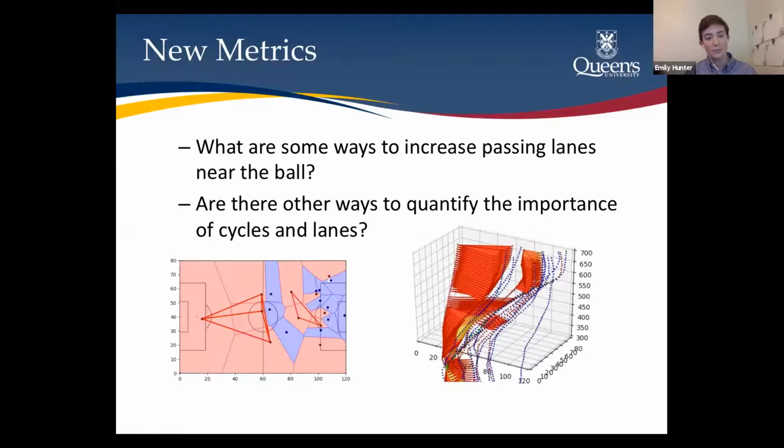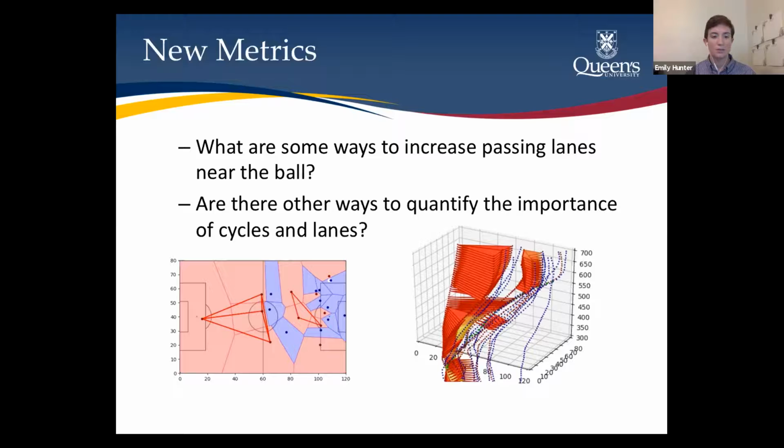lane. And we've also noticed that sometimes these Voronoi channels aren't where the ball is. So if we look at the channels that are useful, we want to look at formations and tactics for teams to increase the number of passing lanes that are directly around the ball, because we can assume that those would be more dangerous.